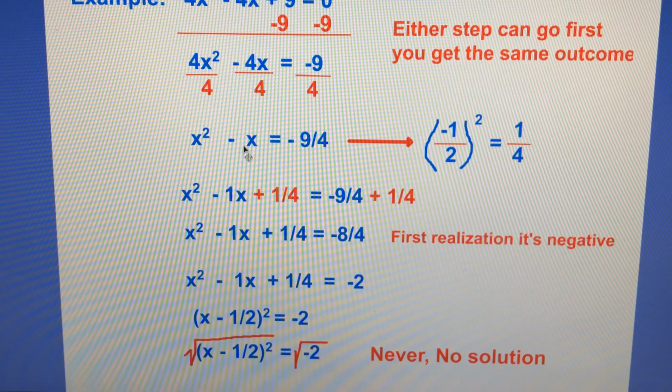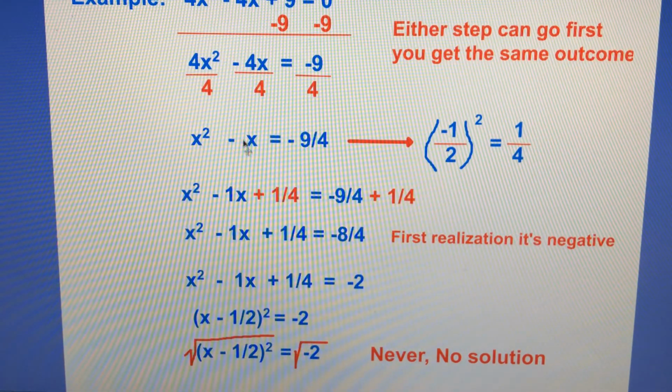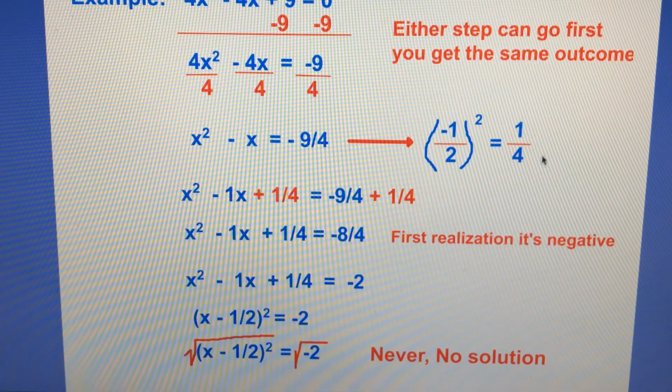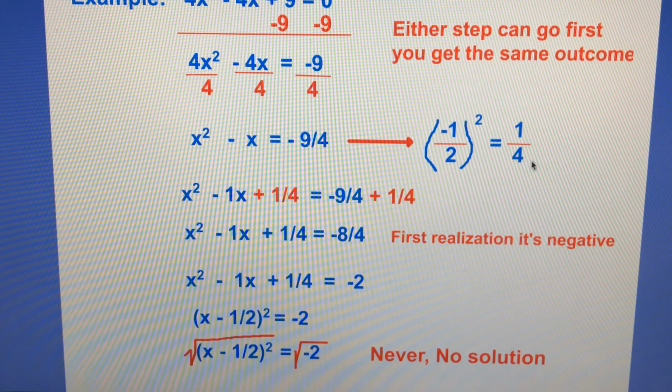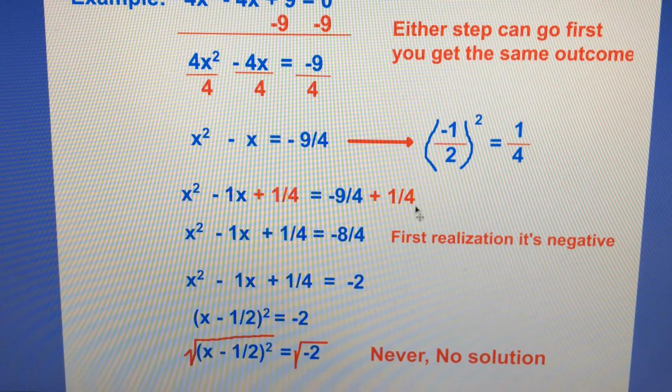My b value is a negative 1, invisible negative 1. Create my perfect square, 1/4. Add 1/4 to both sides.